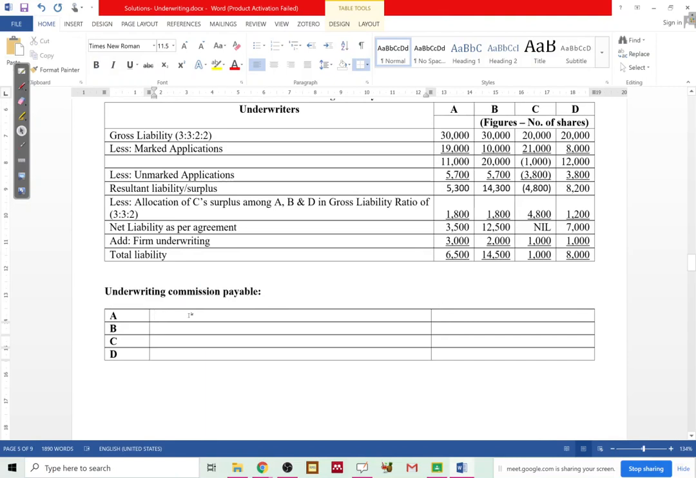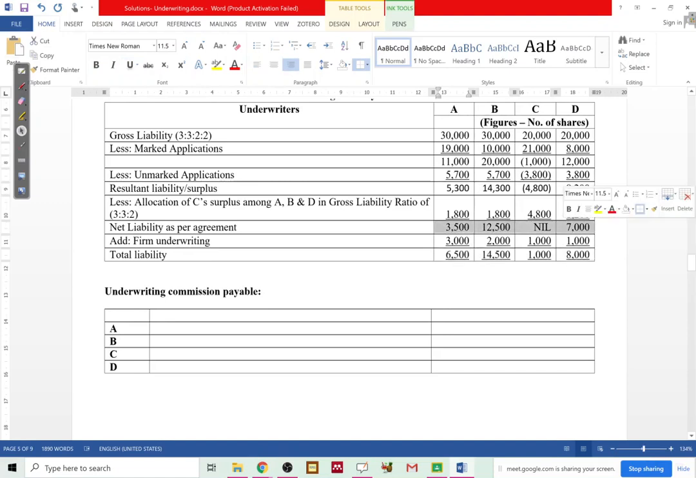Now, you always have to remember on what amount the commission should be calculated. First of all, always calculate the commission on the gross liability and not the net liability. Don't take the total liability or net liability when you are calculating commission. I will write a brief formula: gross liability multiplied by issue price multiplied by rate of commission.